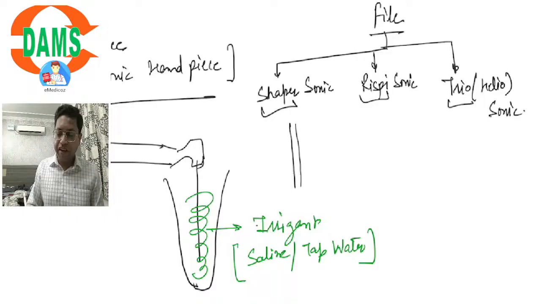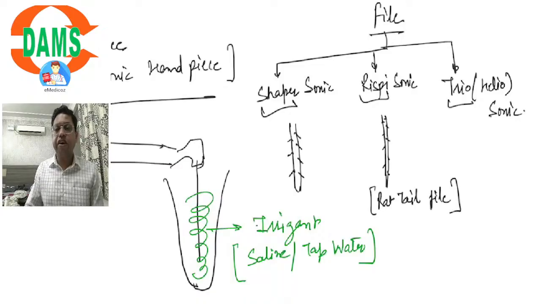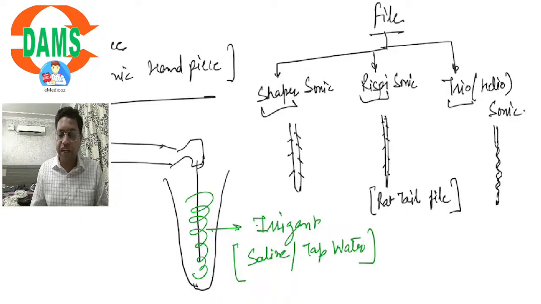The shaper sonic file looks something like this. A thick file that has got barbs on it. It is similar to a barbed broach. A thinner file with less sharp barbs is rispy sonic, but is sometimes also called rat tail file. And trio or heliosonic is a twisted file with no sharp barbs on it. These are the three special files that are used with sonic systems or the sonic handpieces.